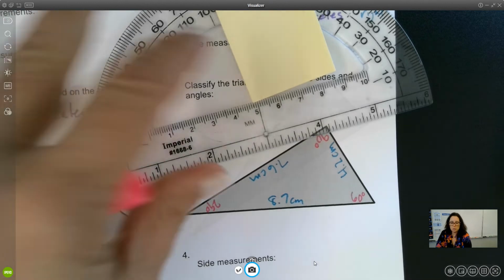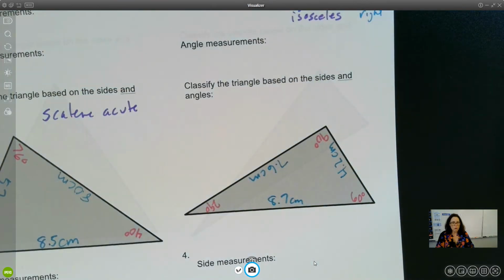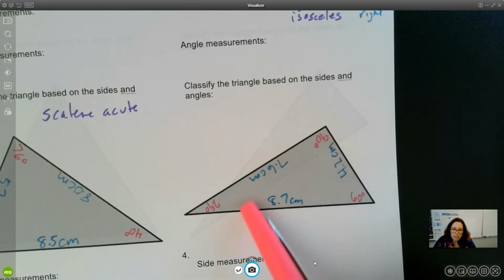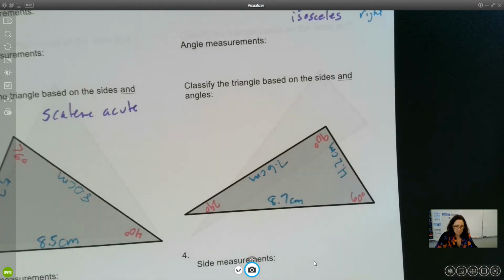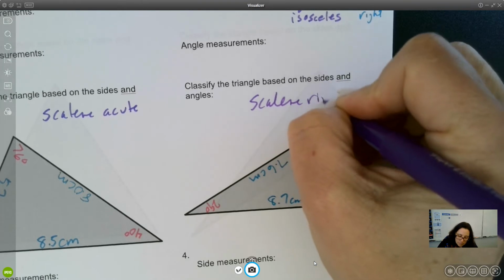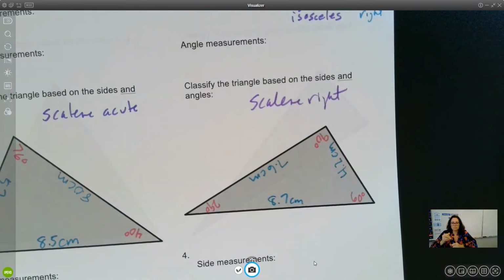Okay, so again, those pink numbers should add up to right about 180. Anywhere between 175 and 185, you're perfect. All right, so we are a right triangle because of this guy, and we are scalene. Okay, so scalene right. Okay, on to the next one.